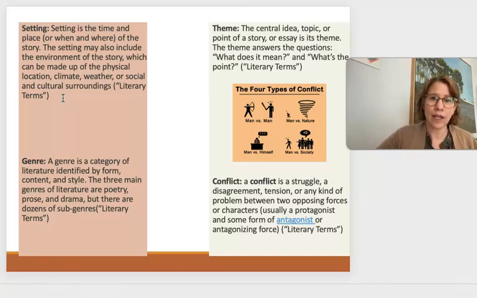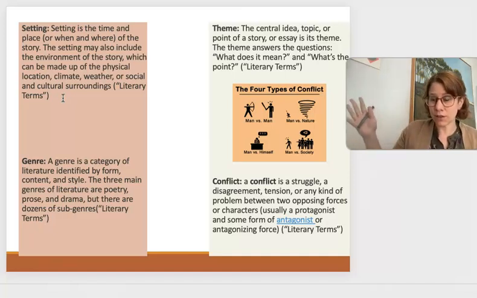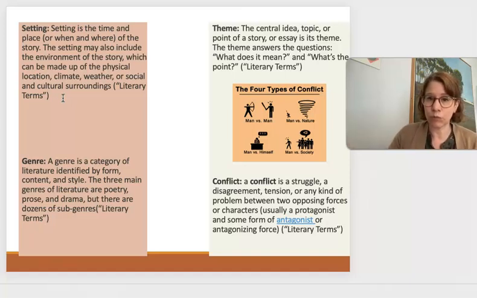And the cultural surroundings. So what is the historical context? What is society like at that time and place in which this story is taking place? So setting is very important. It can determine what kind of life the main character leads, whether they're restricted or not in their choices, because society or the circumstances of their surroundings can really limit you or empower you depending on what your environment allows you to do.